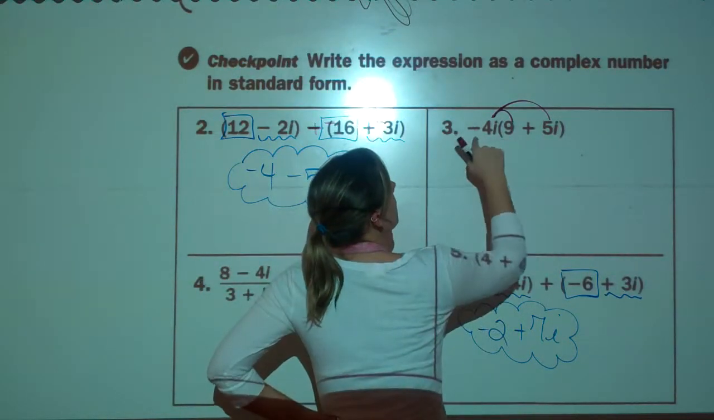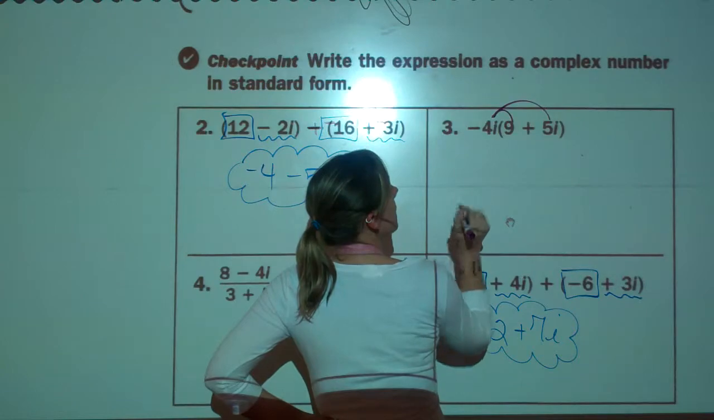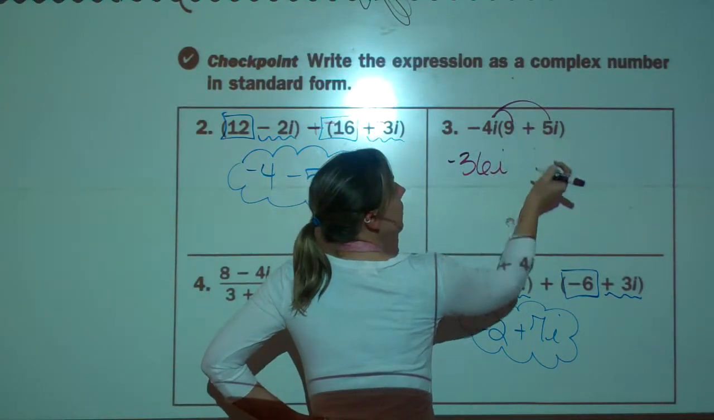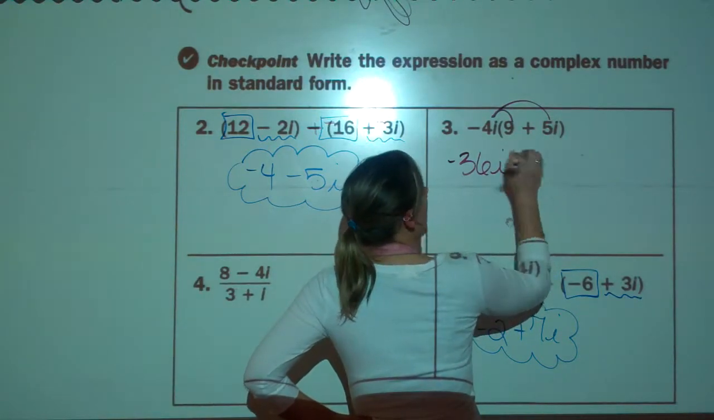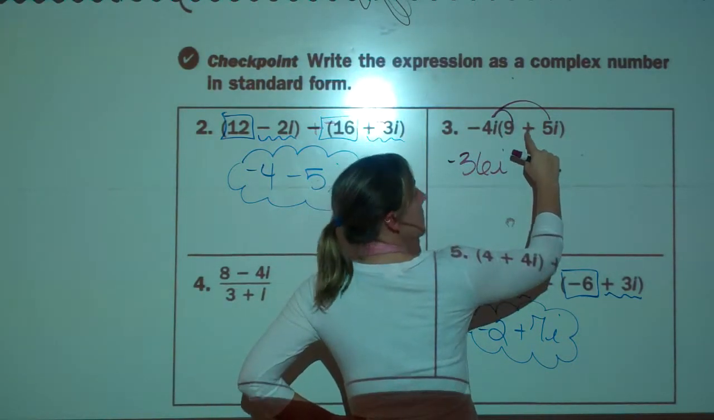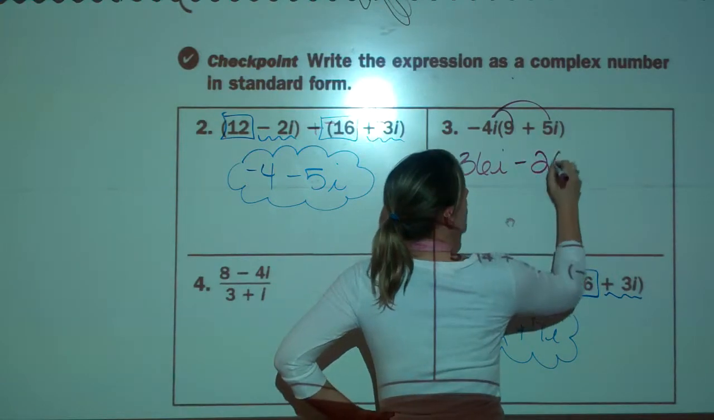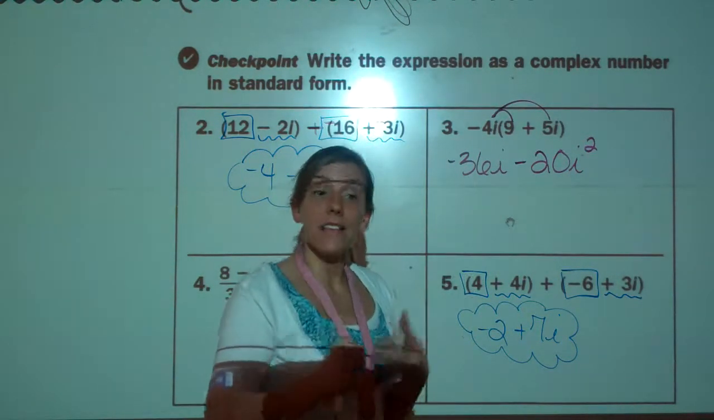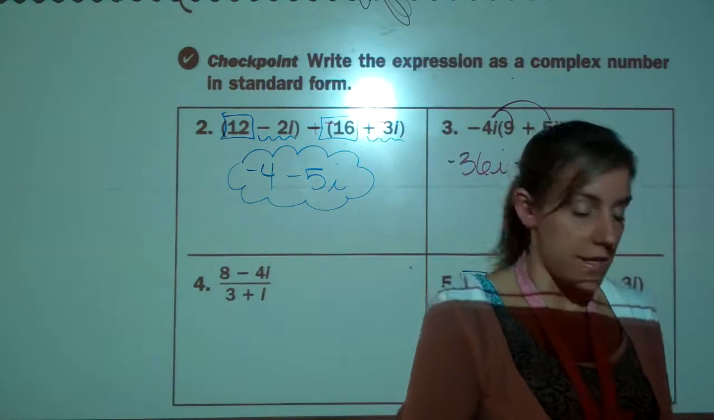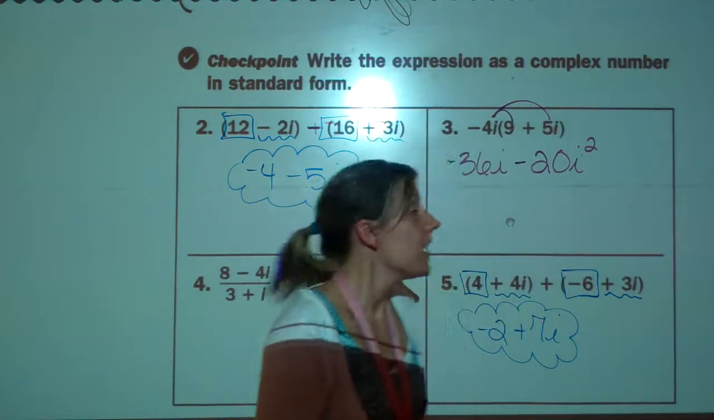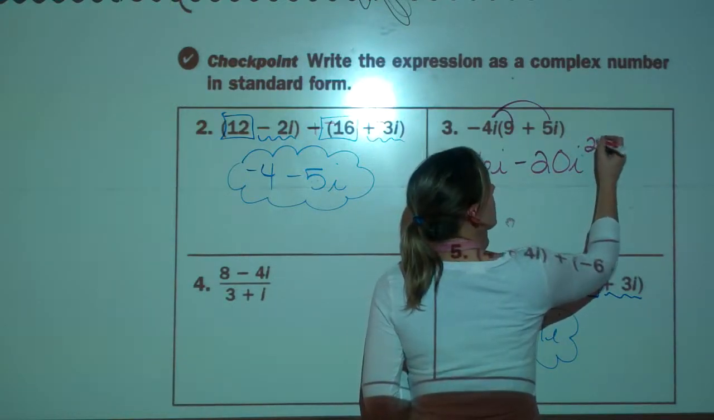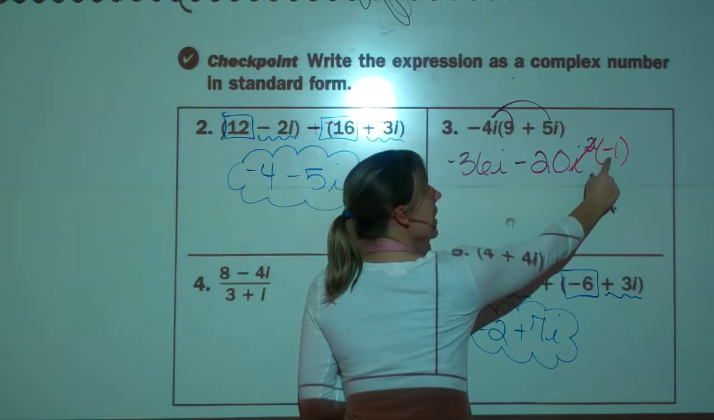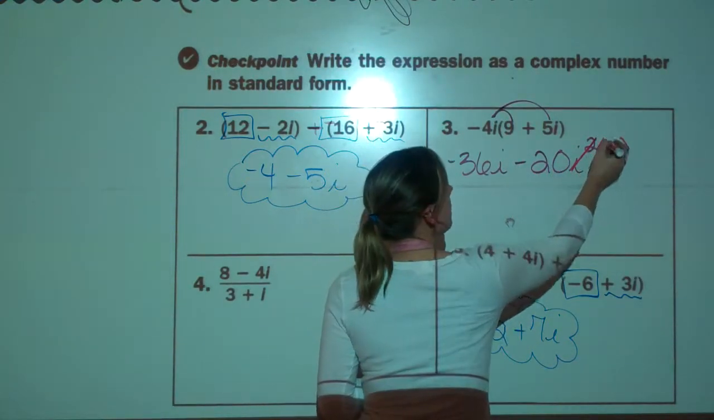Okay, which negative 4i times 9 is negative 36i. And then negative 4i times positive 5i is negative 20i squared. Okay, and then again, that i squared, we really have to get used to recognizing that, because i squared, remember, is actually the number negative 1. And so this negative 1 changes that sign.